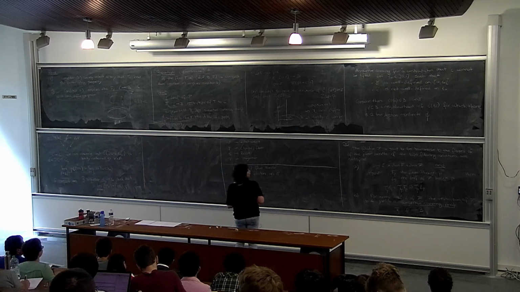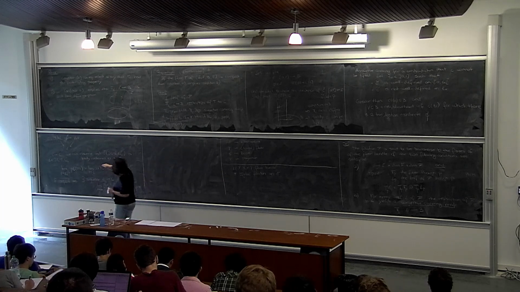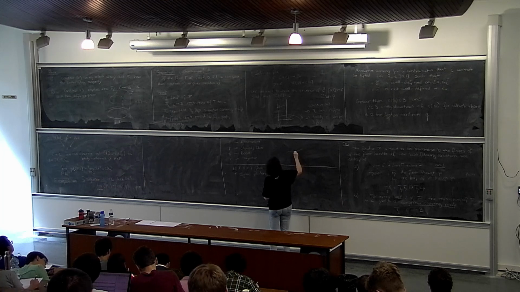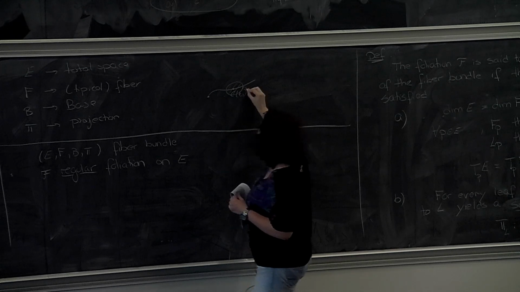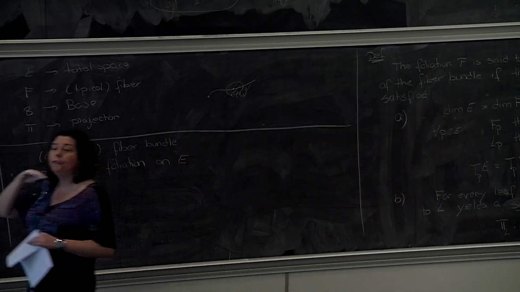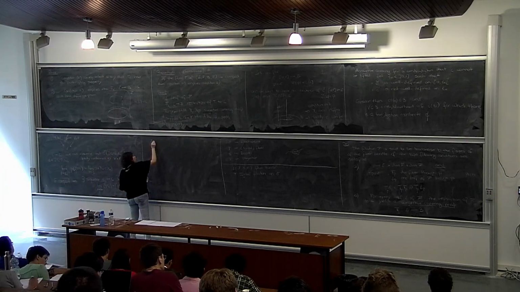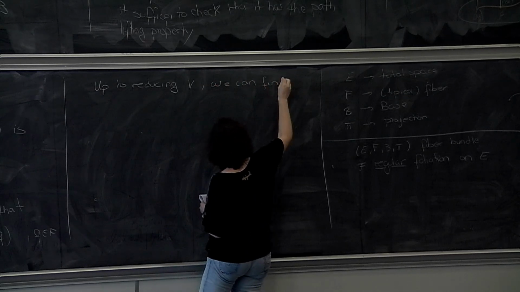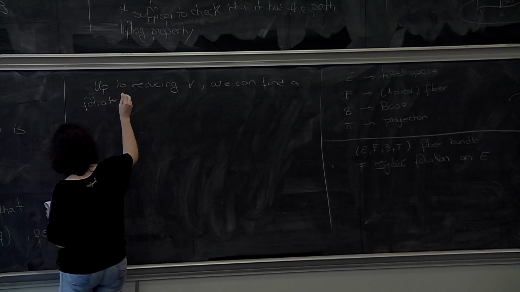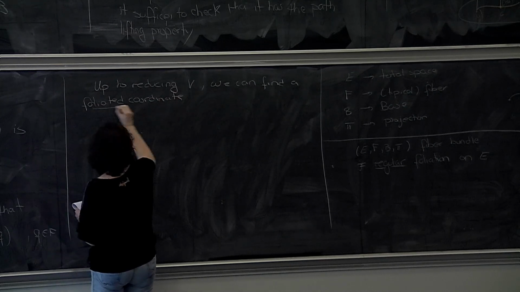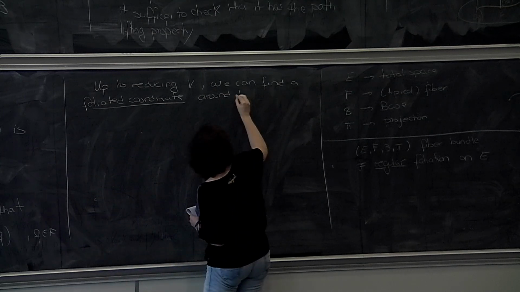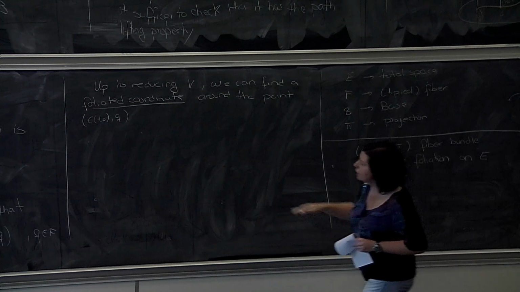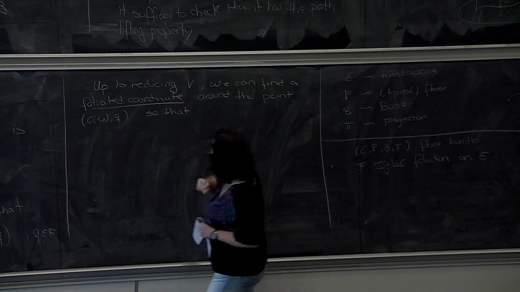So up to reducing this neighborhood V that we have considered, I can assume that I have foliated coordinates there. Okay? So up to reducing V, we can find a foliated coordinate around this point (C(t0), Q), so that in this foliated coordinate, we have the following.